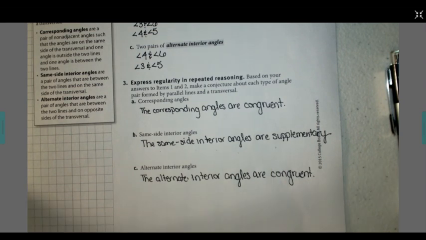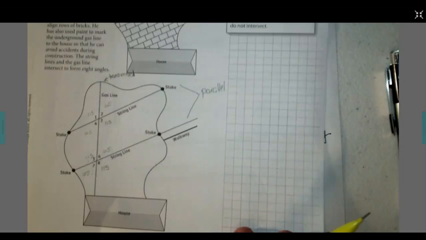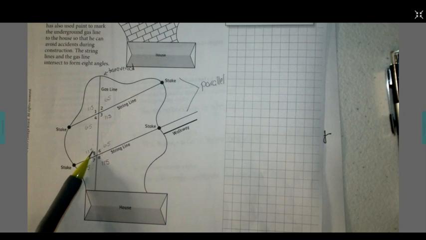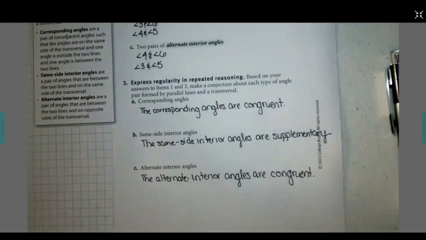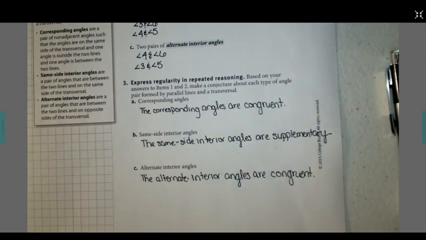And lastly, I have alternate interior angles. Now remember, my sets of alternate interior angles were 4 and 6 and 3 and 5. Those had the same measure, therefore we call those congruent. On to your debriefing question.